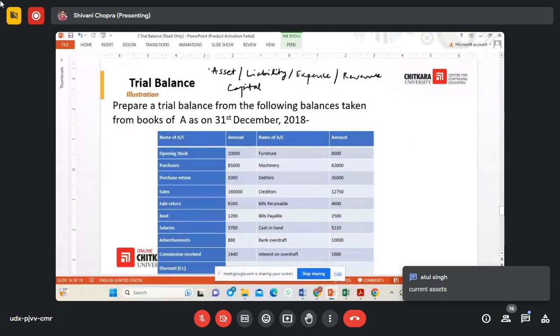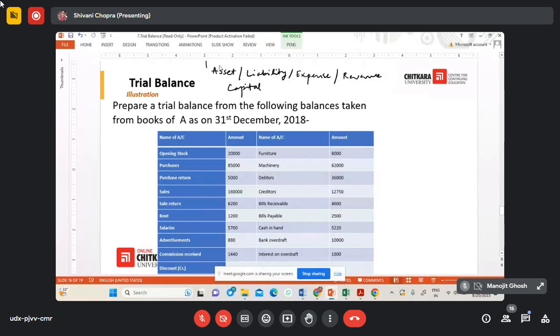Okay, so what is the natural balance of an asset? Debit. What is the natural balance of a liability? Credit. Expense, debit. Revenue, credit. And capital, you have credit balance. So if you understand this, then you will understand this as well. If the asset increases, the natural balance increases. So an increase in asset leads to debit. What is the natural balance? Debit. So if asset increases, it will lead to a debit entry. And if asset decreases, it will lead to credit.